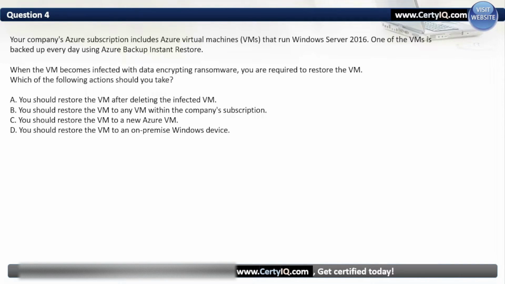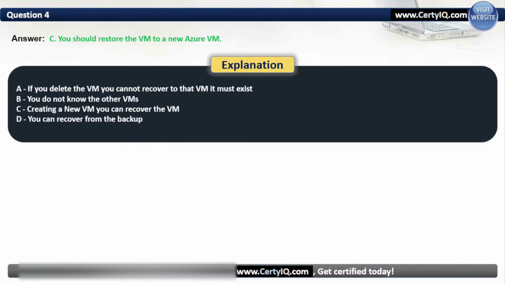The correct option is C. You should restore the virtual machine to a new Azure virtual machine. About the options: A. If you delete the virtual machine, you cannot recover to that virtual machine. It must exist. About B. You do not know the other virtual machines. About C. Creating a new virtual machine, you can recover the virtual machine. About D. You can recover from the backup.